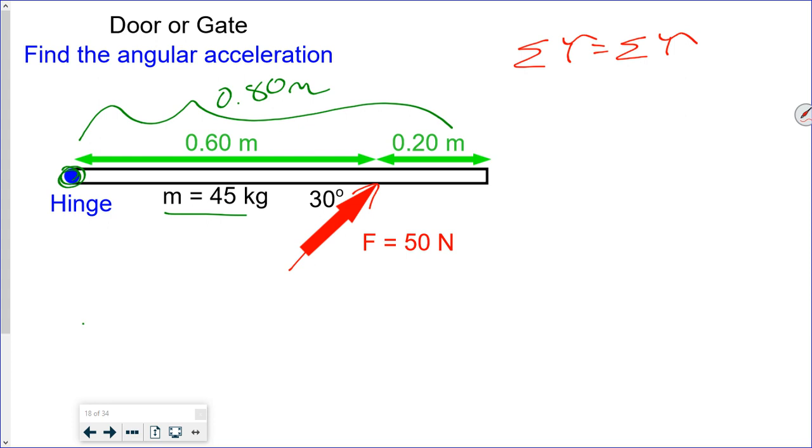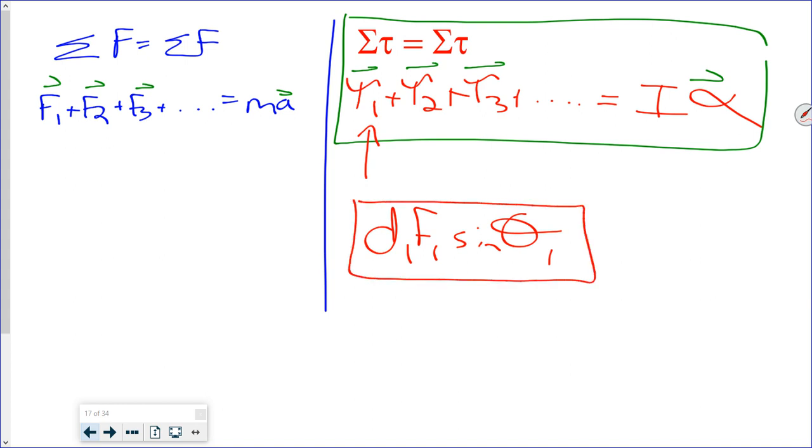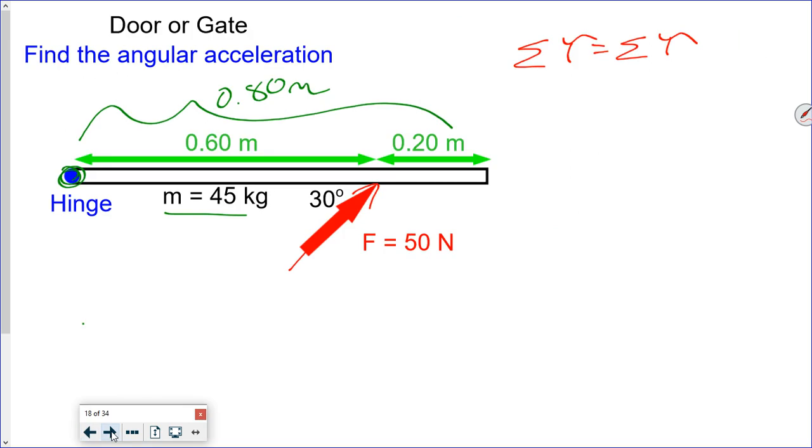Inherent in that calculation, all of these torques, remember, those are just d1 times F1 times sine of theta 1, right? In other words, you have to calculate your torque using the torque equation we learned previously this year. Each torque is produced by a force acting on an object some distance away from our pivot point at some angle to that lever, okay? Here, fortunately, we've only got one force that's going to provide a torque. So we've got d F sine theta equals I alpha.